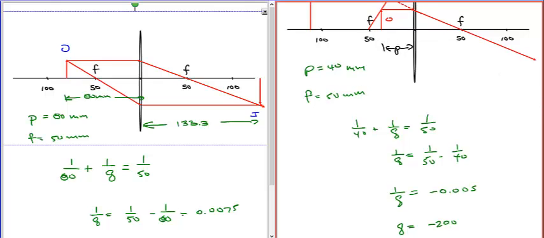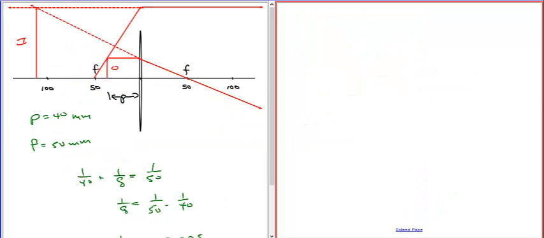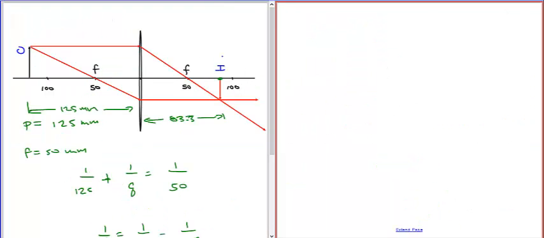Now there's another relationship that I want you to be able to use, and that's the magnification. The magnification equation relates to the height. So the height of the image over the height of the object is equal to negative Q over P, or the height of the image is negative Q over P times the height of the object. So let's go back to each one of these examples and talk about the magnification.